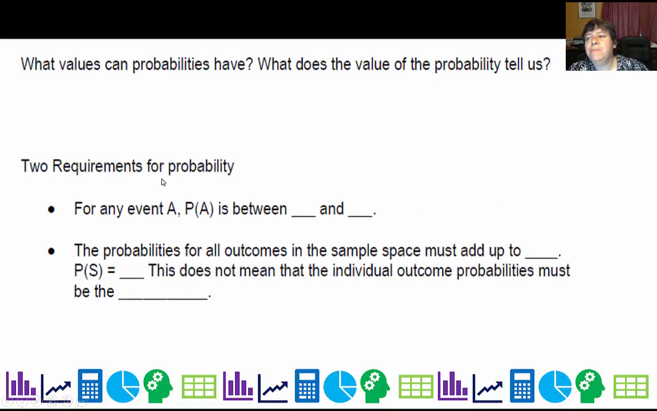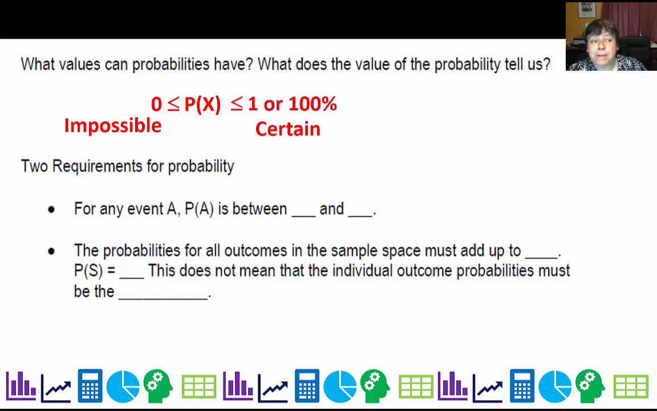So what values can probabilities have? Well, we can never have a negative probability. We can have zero, which means impossible, and there's nothing less impossible than impossible, or more impossible than impossible. And then our maximum probability is 1, which is 100% or definitely going to happen. It's certain.